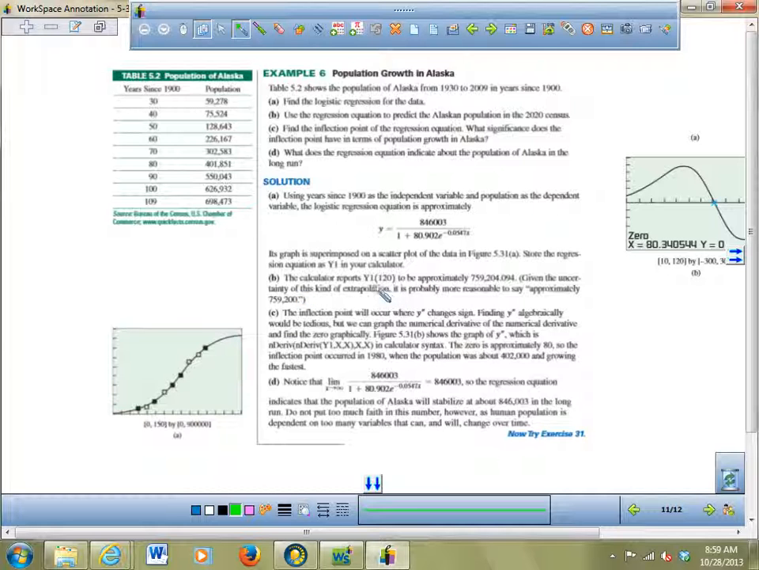So it says use a calculator to approximate. What was the question? Find the logistic regression equation for the data. Use the regression equation to predict the Alaskan population in the 2020 census. So you would just plug in the year 2020 in there, except you would plug in 120 because it's years since 1900.